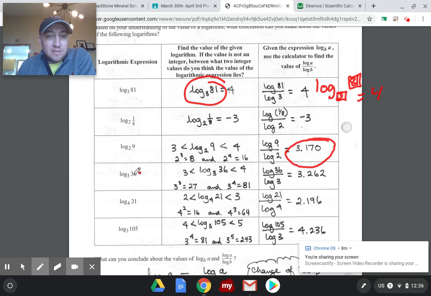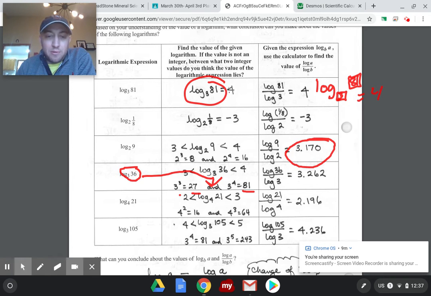Log base 3 of 36. 3 squared is 9. 3 cubed is 27. 3 to the fourth is 81. Well, 36 is in between 27 and 81. So I know that the answer to this logarithm has to be 3 point something. And once again, I'm thinking, hey, 36 is closer to 27 than it is to 81. So my decimal should probably be closer to 3 than it is to 4. It's got to be probably less than 3.5. And if you use your change of base formula, log of 36 over log of 3 ends up being 3.262.